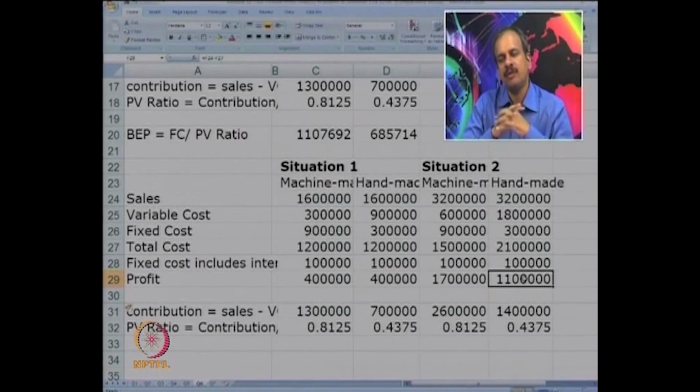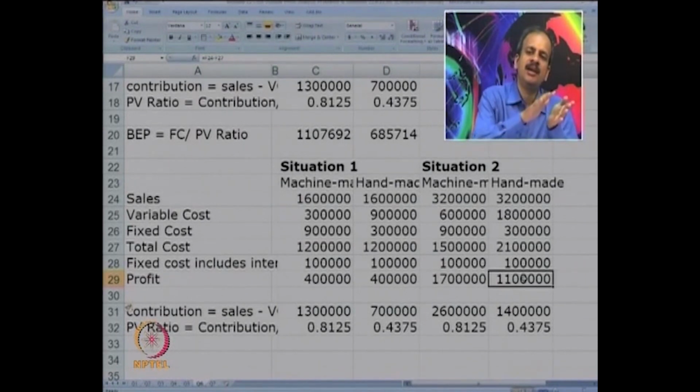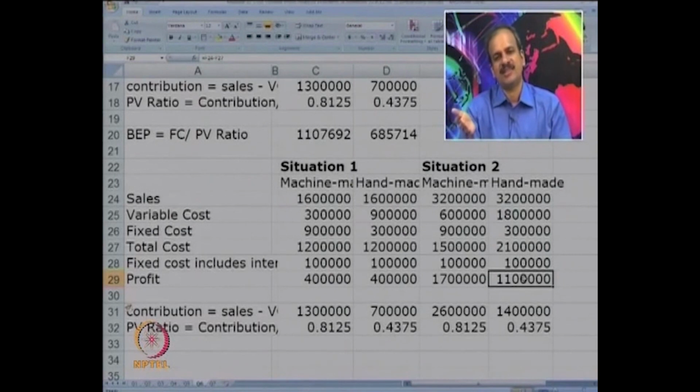Actually, this is something we were trying to find, but particularly if you want to focus on profit before interest, we will go for calculation of EBIT, which will also depict a similar position. EBIT will increase substantially for a machine made system. Same scenario, if sales fall, the EBIT of a machine made system will fall substantially.